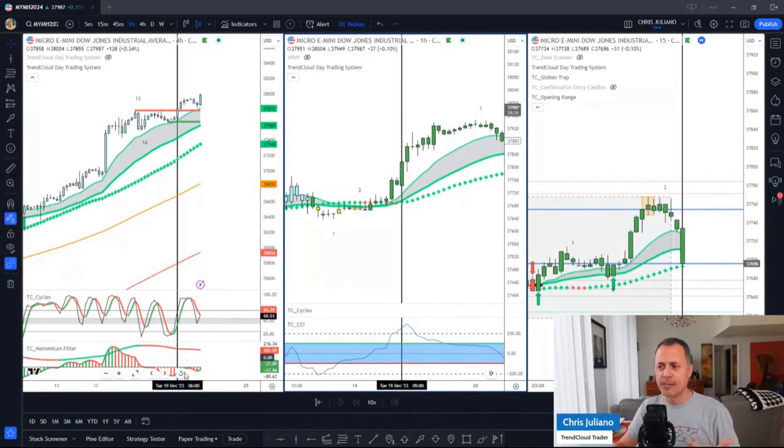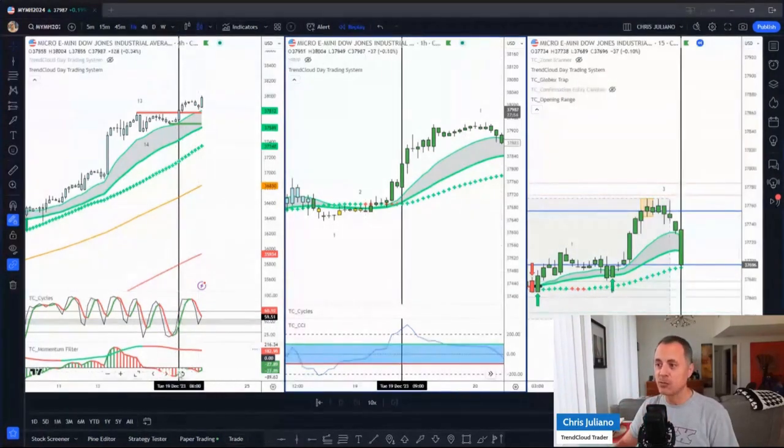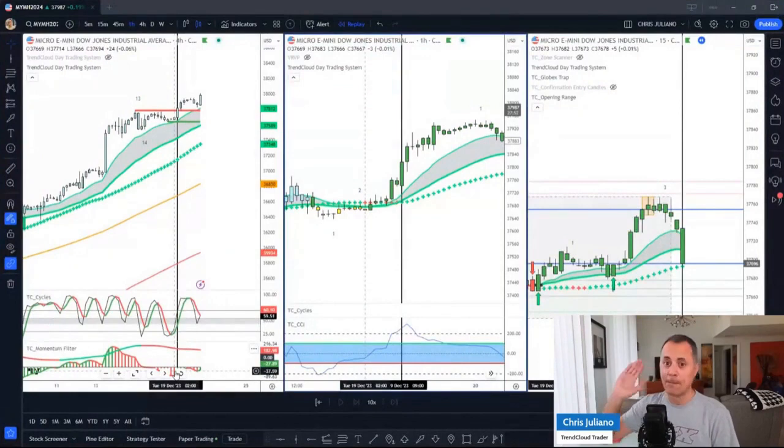High time frame momentum, green. There's our momentum filter. So we have momentum across multiple time frames. Momentum and trend across multiple time frames. Now, our timing indicator here is telling us that we're in an impulse phase. This is an uptrend on the high time frame, and it is green, meaning we are impulsing to the upside, and we've got momentum across multiple time frames to the upside.